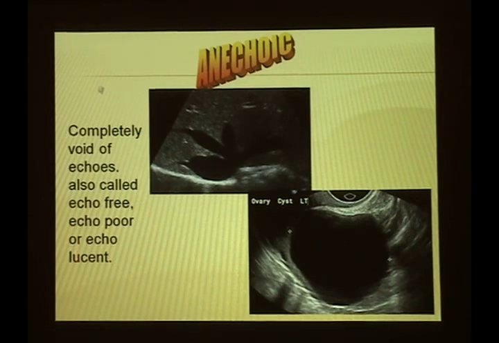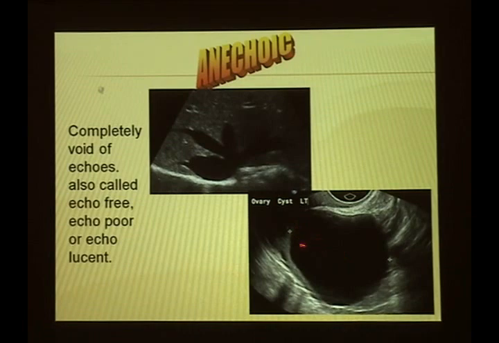Anechoic, no echoes. This is the scan of the liver, and within the liver we have the right, middle and left hepatic veins which are draining into the IVC, and if we see those veins, they are anechoic. They are completely black. They don't have any echoes. This is a female pelvic ultrasound and an ovarian cyst which looks completely black.